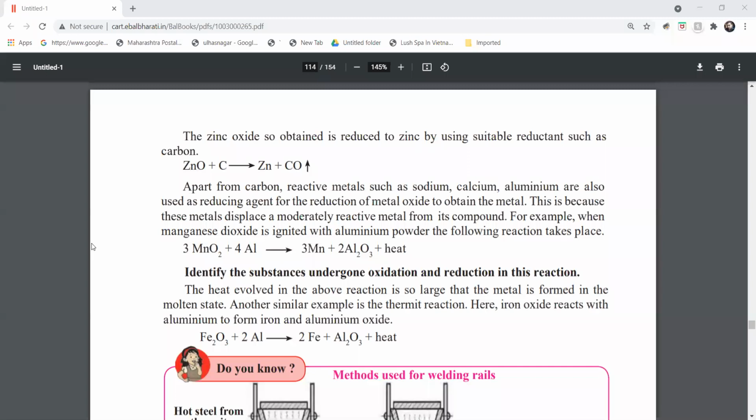Okay. Now, whenever the heat that is released is very large, the metal is obtained in a molten state, and iron oxide will react with aluminum to form iron and aluminum oxide.